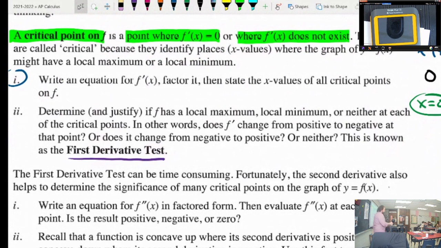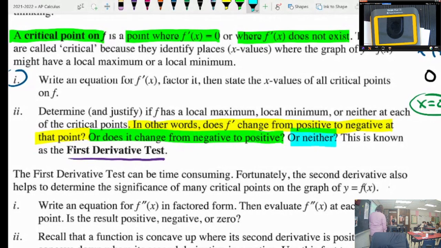In other words, as we saw on the previous page, does f prime change from positive to negative at that point? Or does it change from negative to positive, or neither? Those are the three potential options. This is called the first derivative test, or FDT for short. Basically, you make a list of your critical values and see whether it changes from negative to positive or positive to negative.